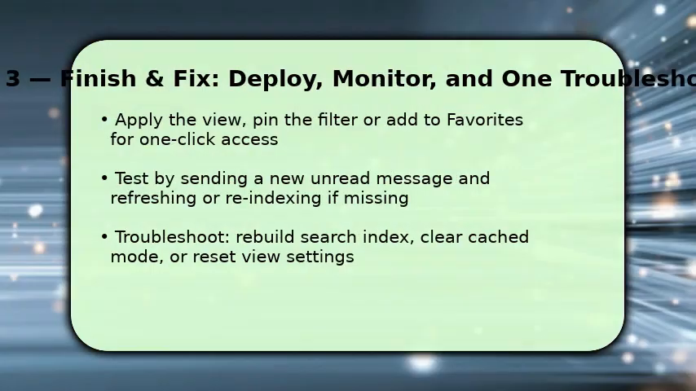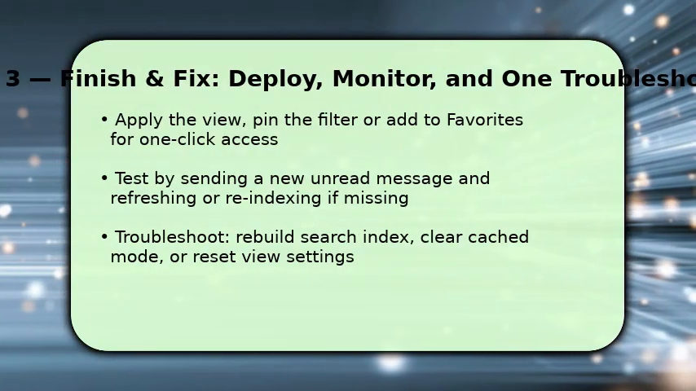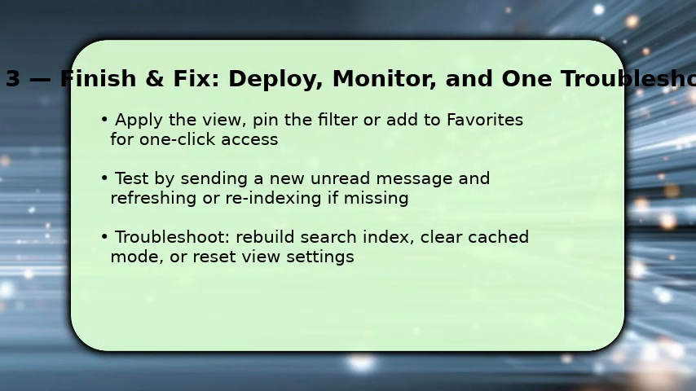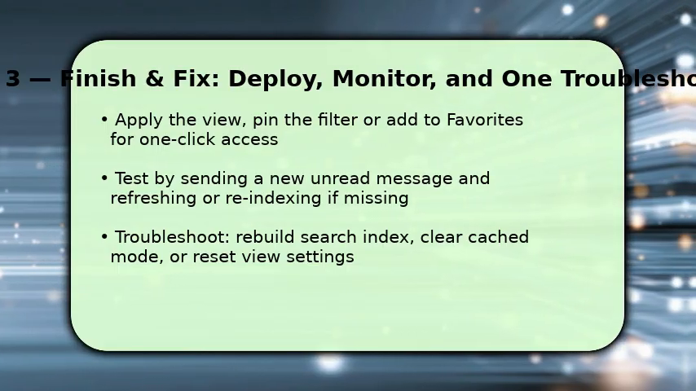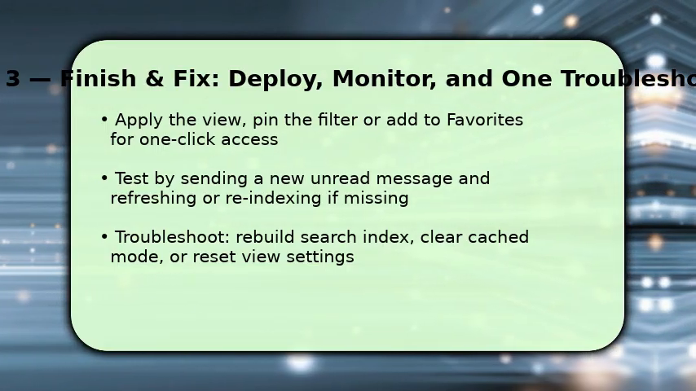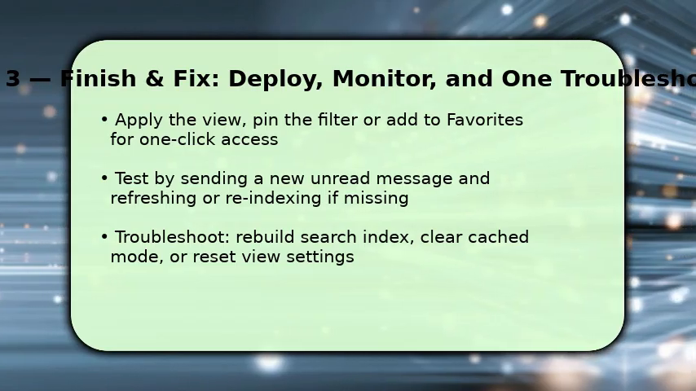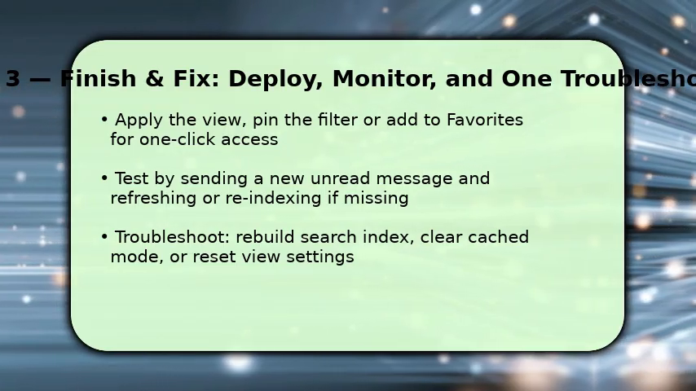To finish, apply the saved view and pin the filter or add it to favorites so you can toggle all versus unread with one click. Then test, send yourself a new message and refresh. Make sure unread mail appears and grouping behaves as expected.